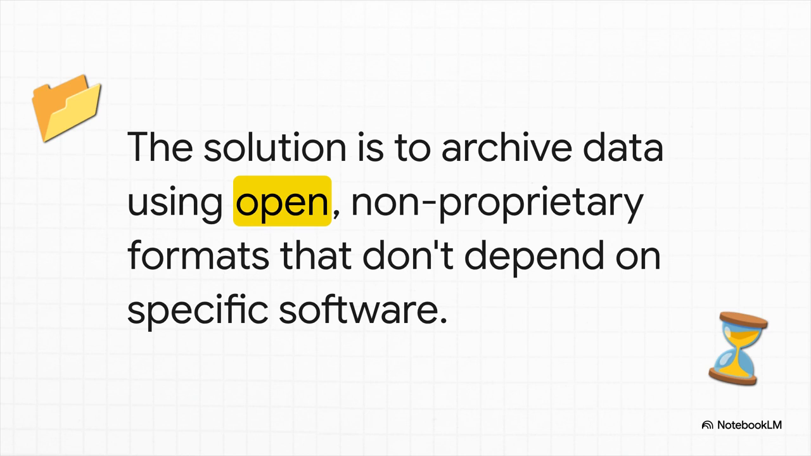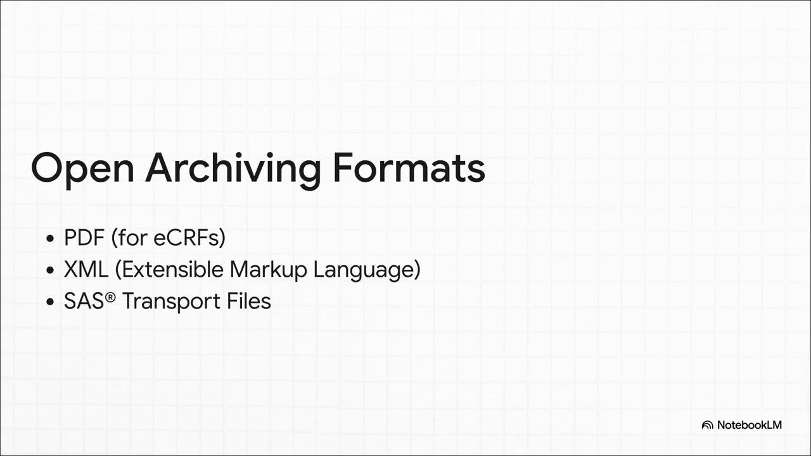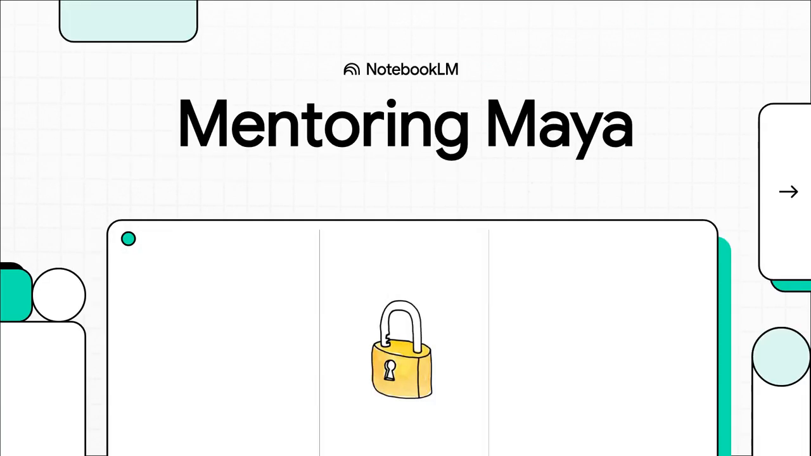These are like universal file types that are designed for long-term accessibility and don't depend on one specific company's software to be read. And here are some real-world examples of these future-proof formats. We might save electronic case report forms as PDFs. The raw data itself could be stored in a really flexible format like XML, or in a widely accepted statistical format like SAS transport files. Using these standards is what ensures the invaluable data from our trial will stay accessible and readable for decades to come.